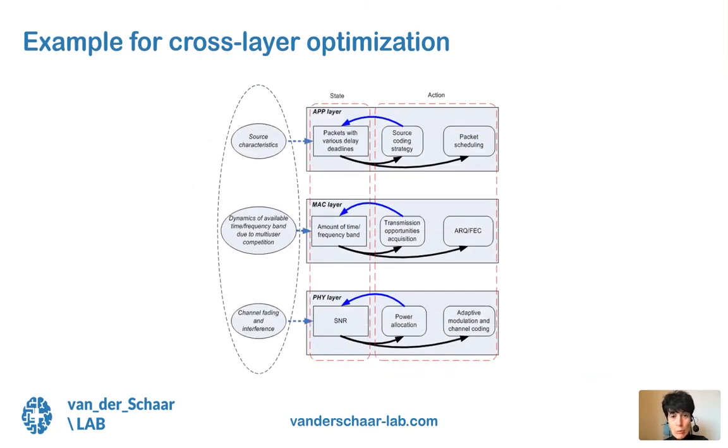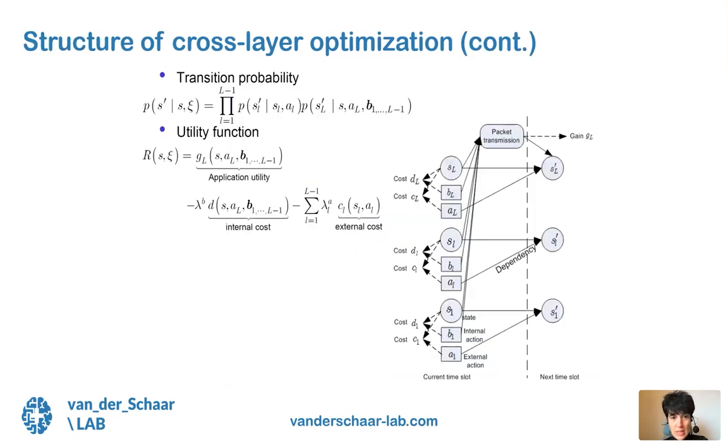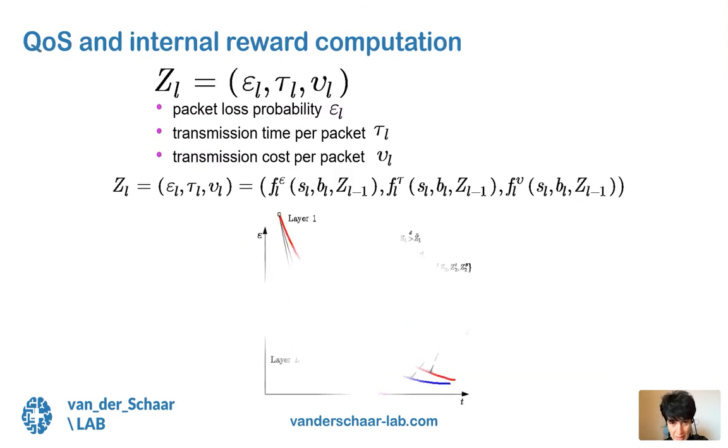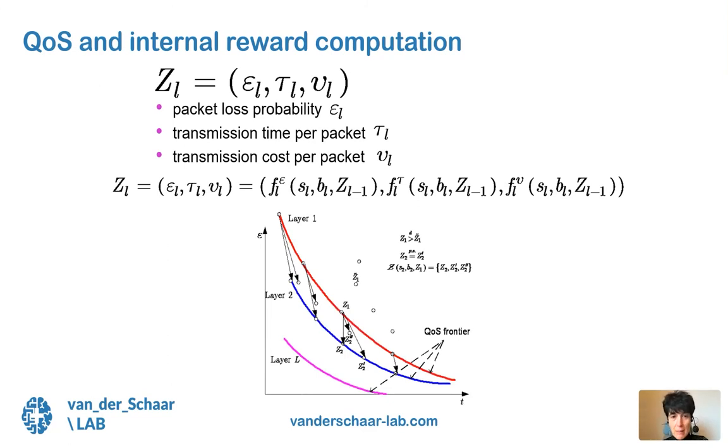So as shown in here, we can now decentralize the cross-layer optimization and reinforcement learning problem using this dynamic programming operator. So now the utility function can be decomposed into internal costs and external costs at the different layers of the protocol stack. We have quality of service that is provided by a particular layer, L, to the layers above. So for instance, layer 1, the physical layer, is highlighted here in red. And what you see is these dots are the different quality of service points that are provided by this particular layer to the higher layer.